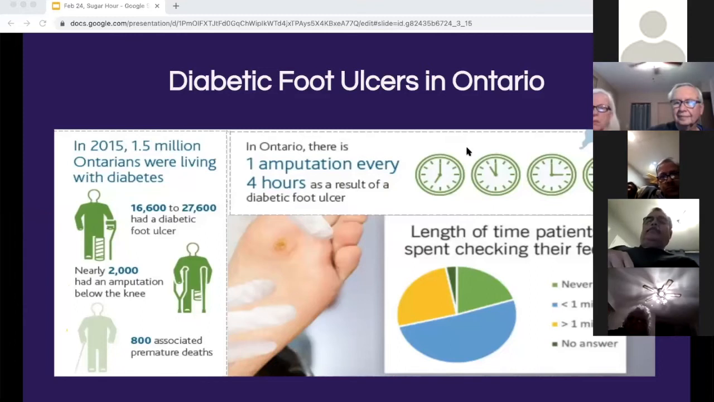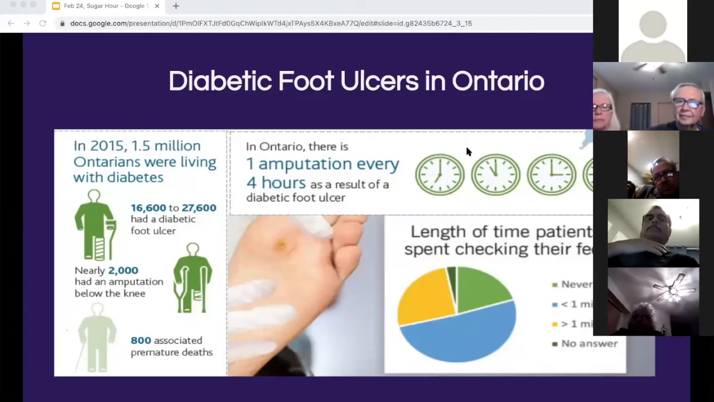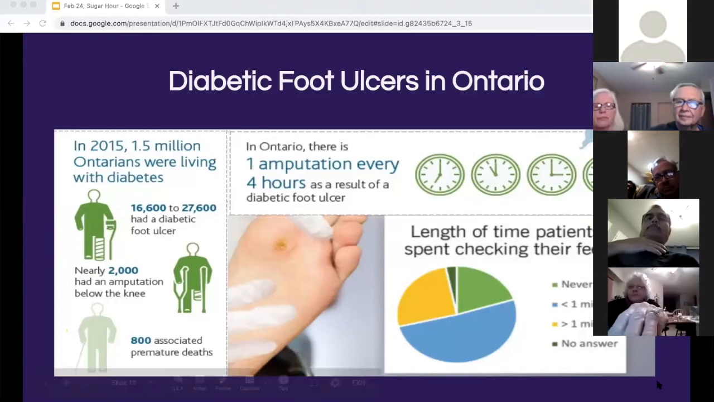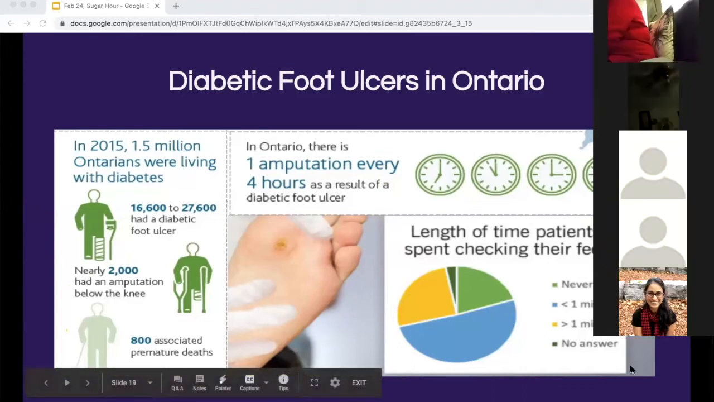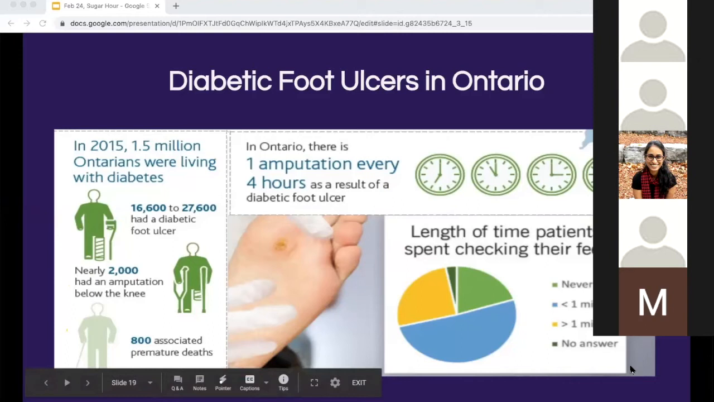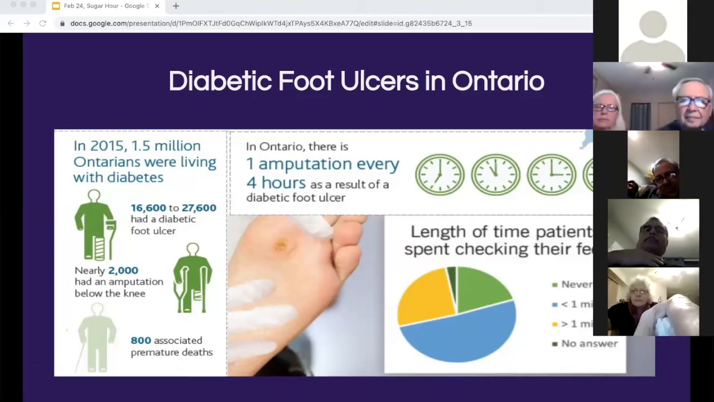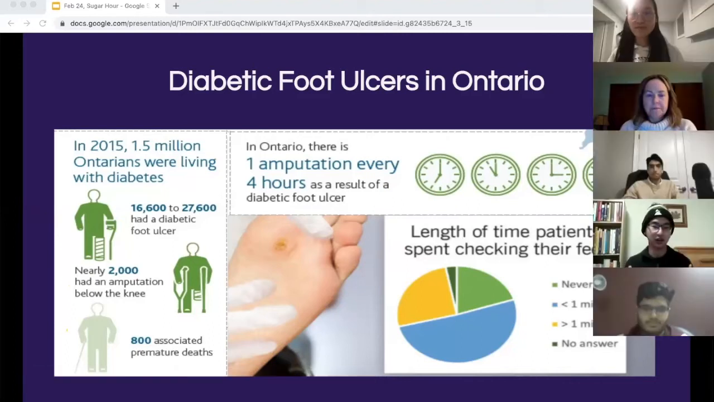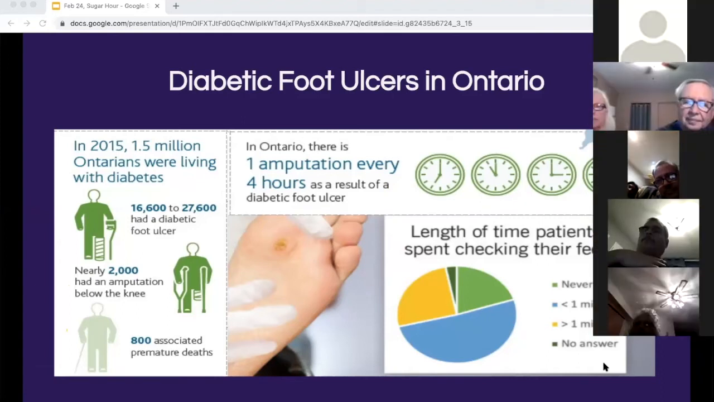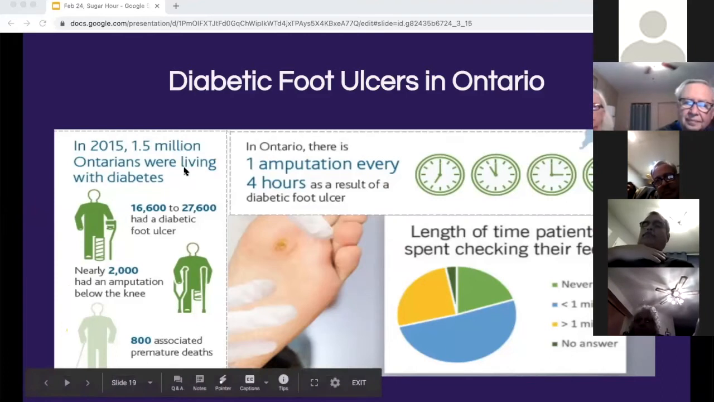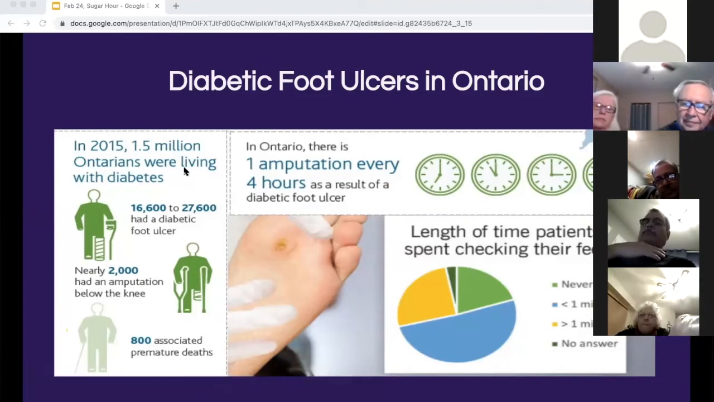So in terms of putting this into perspective in Ontario, in 2015, about 16,600 to 27,600 Ontarians had a diabetic foot ulcer, and about 2,000 of them resulted in an amputation below the knee. And this is a pretty serious number. In fact, one amputation every 4 hours in Ontario is attributed to a diabetic foot ulcer.